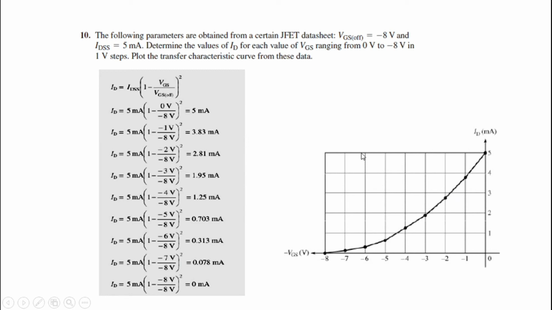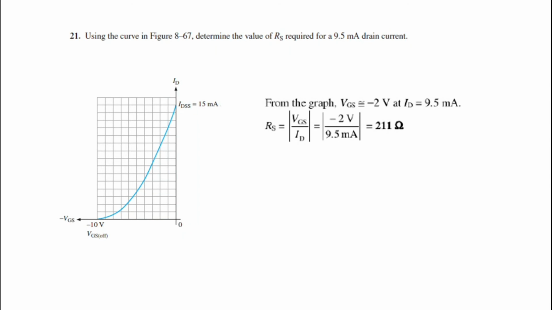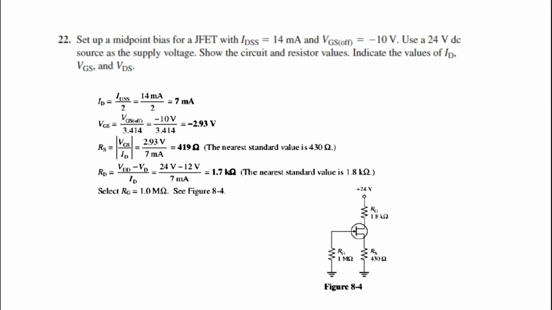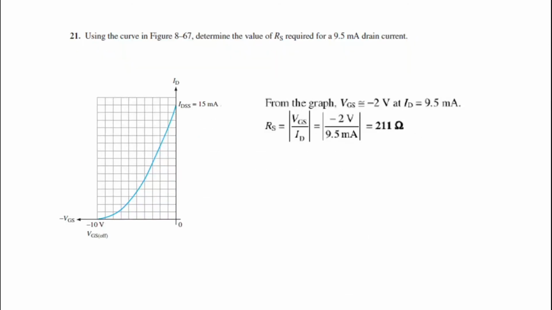So that's for question number 10. The next question is question number 21. Using the curve in figure 867, determine the value of RS required for a 9.5 milliamp drain current. So using this particular curve, we have to calculate our RS value at drain current, or ID, equal to 9.5 milliamps.